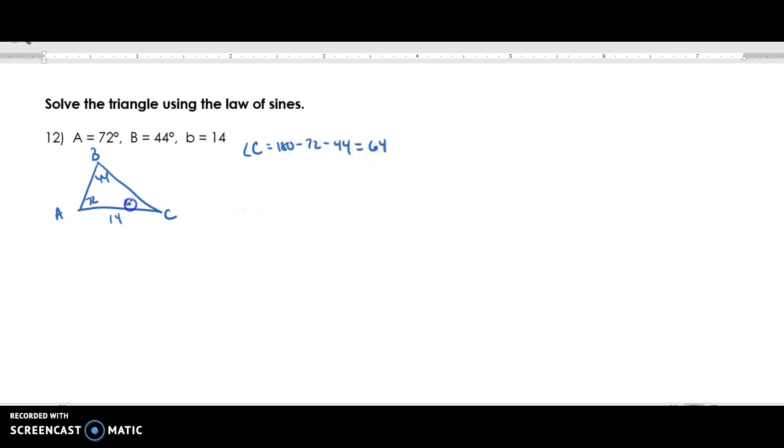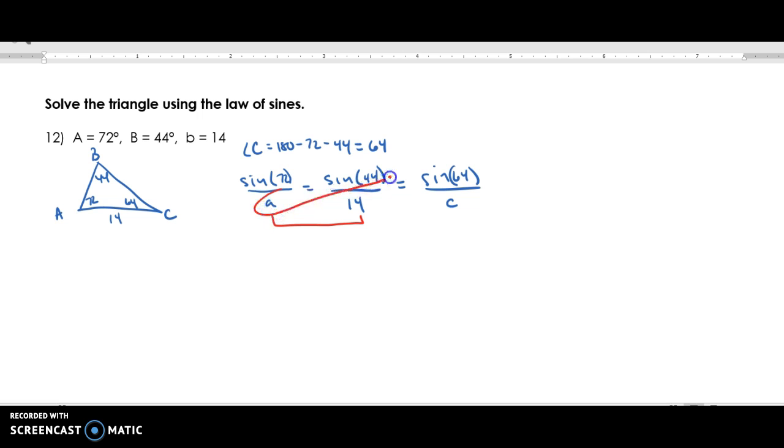Now I can use the law of sines here. So I set it up: sine of 72 over, I don't know little a, equals the sine of 44 degrees over 14, and then that equals the sine of 64 degrees over, we just found, oh, we don't have little c. So now I'm going to use these two ratios to find a.